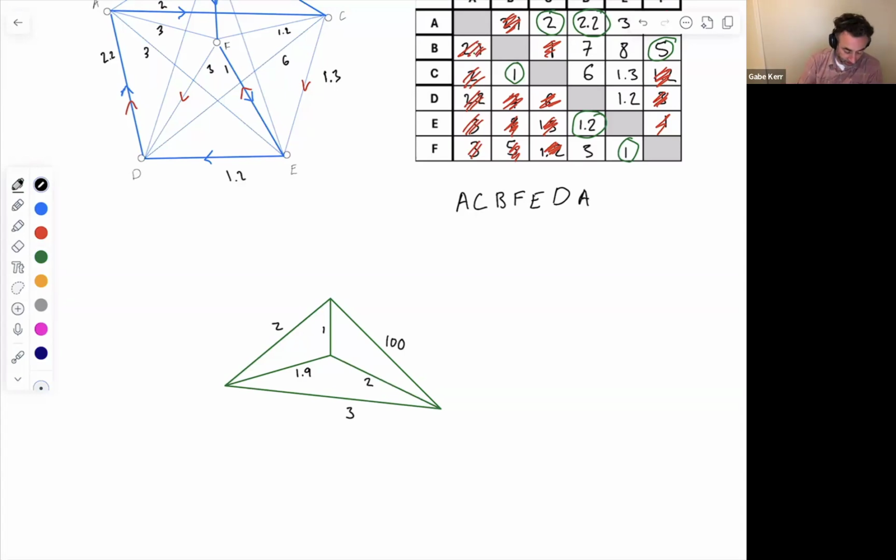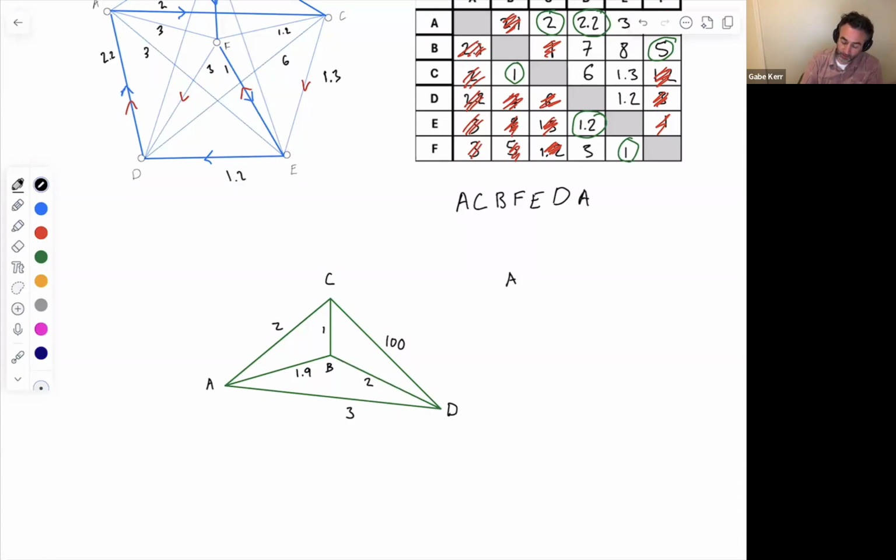All right, so let me label these vertices. A, B, C, D. Very simple graph, and it's meant to illustrate phenomena. So let's start at A, and let's see what we can come up with here. Okay.